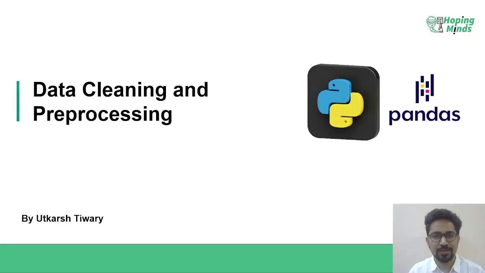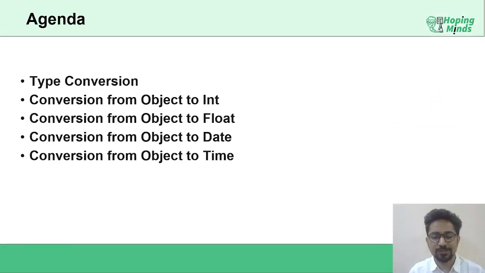So guys, let's have a look at the agenda for this session. The agenda for this session includes type conversion. Basically, we'll be converting from one data type to another in Pandas, essentially from object to integer, from object to float, from object to date, and from object to time. All right, guys, in the previous session, we discussed handling missing values and handling duplicates as data cleaning and pre-processing steps. So let's switch to the Jupyter screen.